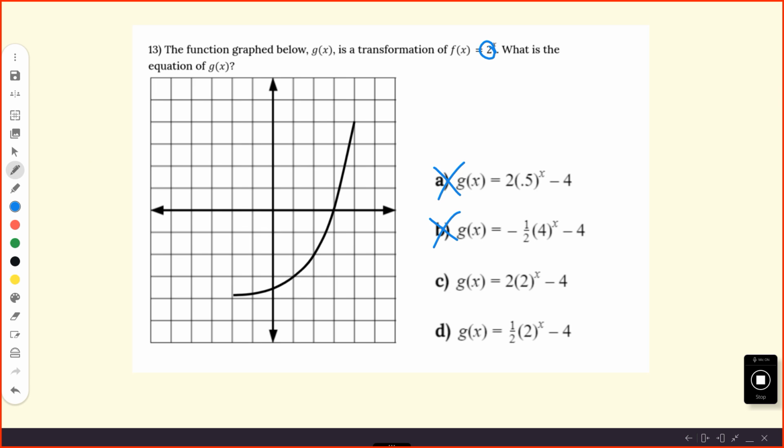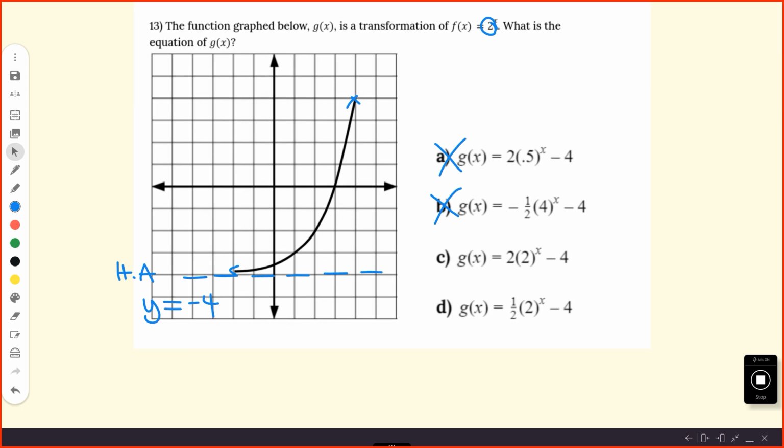So what is the transformation of this graph? Down 4. This is our horizontal asymptote, and again, the horizontal asymptote is y equals -4. Now we are not sure what to use. Is it a stretch by 2 or a shrink by 1/2? We're not sure, so we're going to solve for a. Rowan said it's going to be a shrink by 1/2. Okay, let's check.